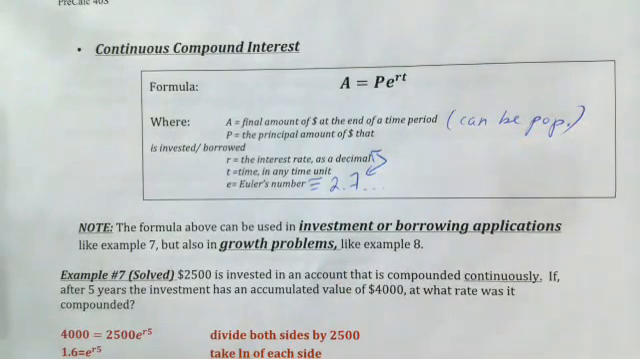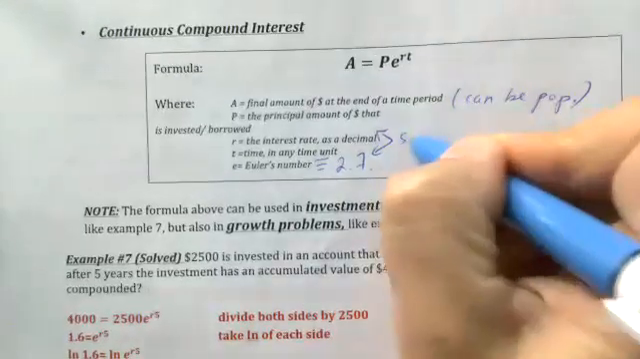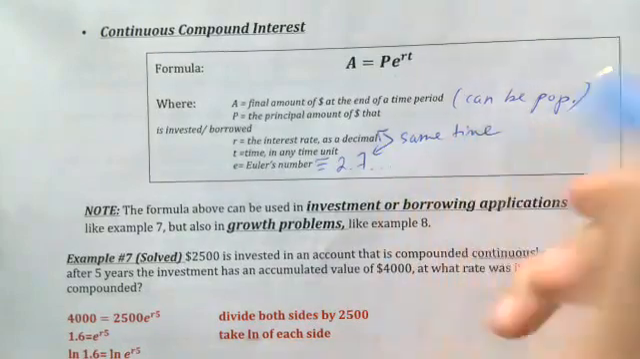So is it 1.5 a year? Then the time is going to be in years. Is it like 3.5 per day? Then it's going to be days and so forth. Okay. So connected, same time.